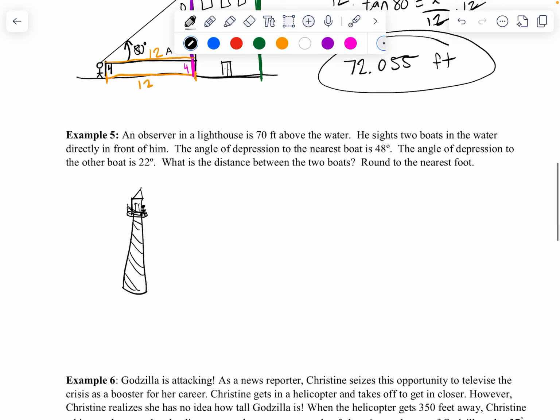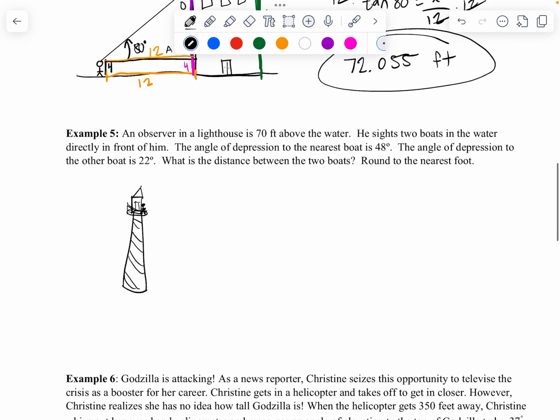Yes. All right, so an observer in a lighthouse, 70 feet above the water. So we have like this and water. Okay. Now our observer sights 2 boats in the water. So we have boat 1 and boat 2. Okay. Directly in front of him, the angle of depression to the nearest boat is 48. Depression to the other boat is 22. What is the distance between the 2 boats?